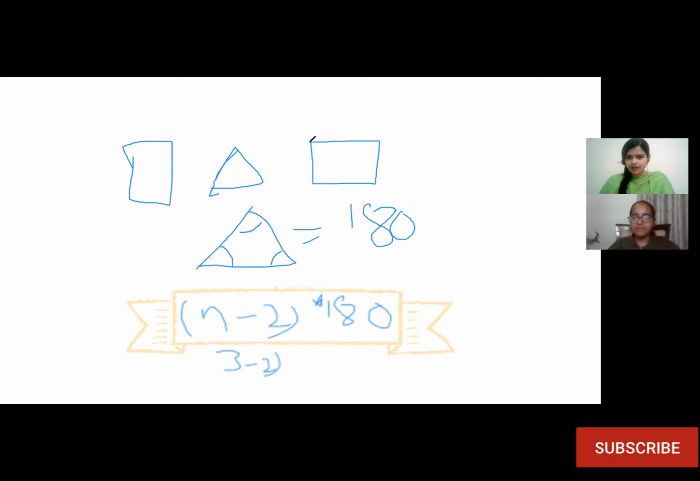Now we have a square. According to the formula, we can simply calculate that number of sides is 4 now. So it will be 4 minus 2, that is 2, into 180, that is 360 degrees. Also, there is one more way to calculate, if we divide square like this, so we'll be getting two triangles now. So 180 plus 180, again 360.